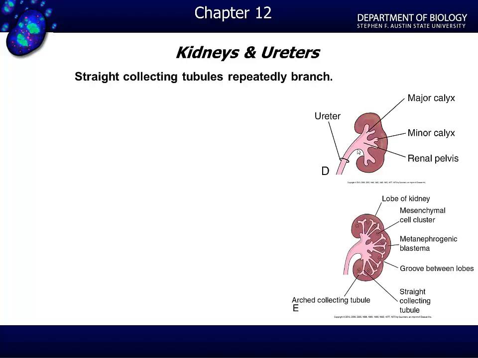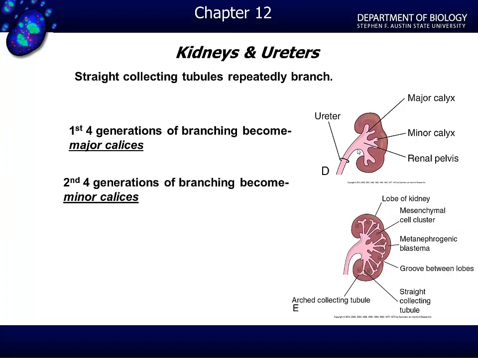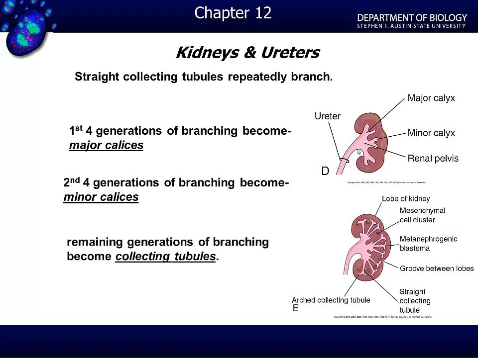So as we extend further, we can have the branching that we see here of the uteric bud. The first generations are going to be the major calyces, as we extend further out, and we'll see this in a video that's coming up later. The next generations of branches, these are the minor calyces, and then we're going to have these branching collecting tubules that extend up into the cortex of this mesoderm that is forming here.